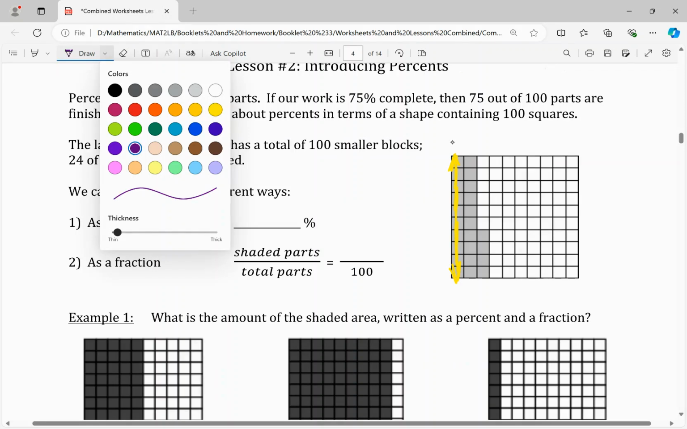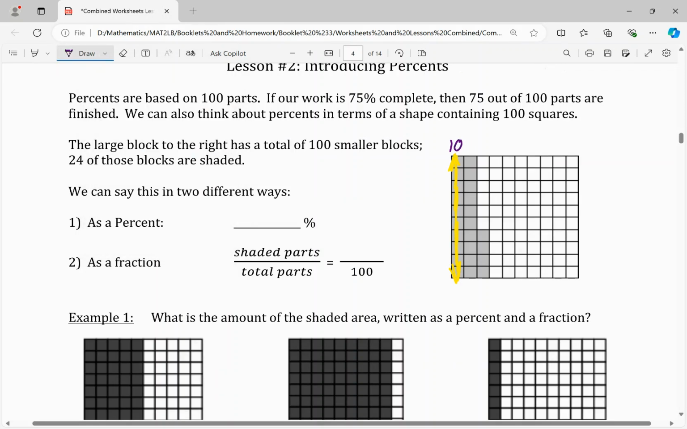So we can count easily: 10 plus 10 plus 1, 2, 3, 4. That's 24 blocks that are shaded in. 2 columns and then 4 more. So we say 24% of this grid is shaded in.